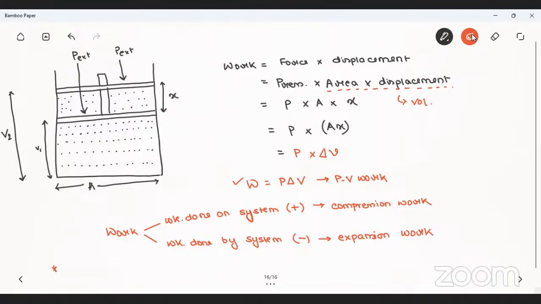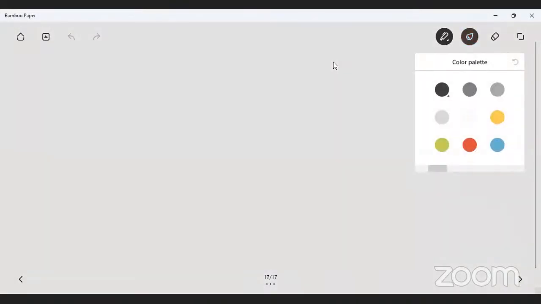Remember, if in your question it is not mentioned whether work is done on the system or by the system, then always consider work done by the system. Is this part clear to everyone? Yes, ma'am. Good. So now let's start.